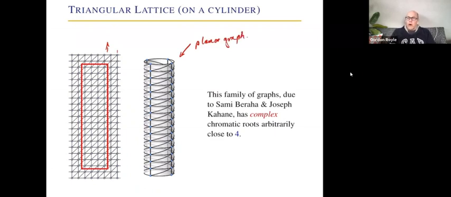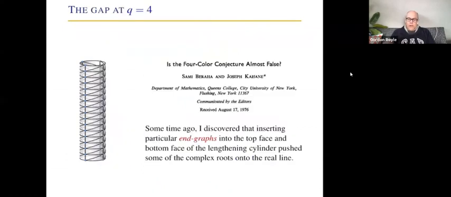Sami Baraha and Joseph Kahan found this family of graphs many years ago. In fact, just around the same time the 4-color theorem was being proved, and showed that it has complex chromatic roots arbitrarily close to 4. So they published a paper saying, is the 4-color conjecture almost false? It's like, if you put 4 into the chromatic polynomial, you get something positive, but you can't put anything in the complex plane arbitrarily close to 4. You can't guarantee that the chromatic polynomial is positive.